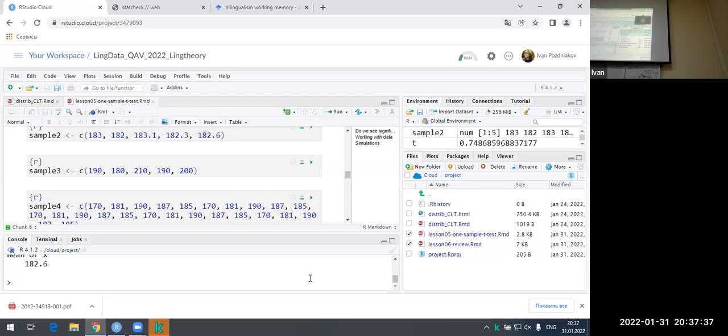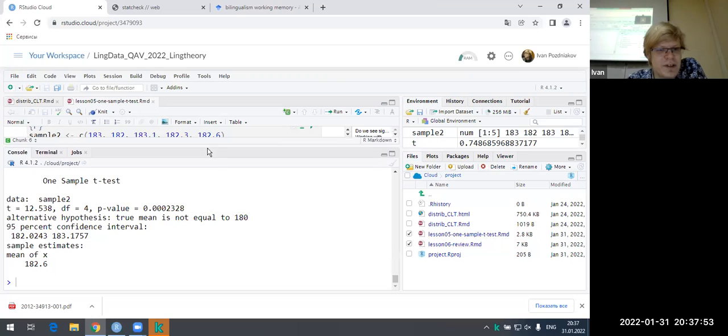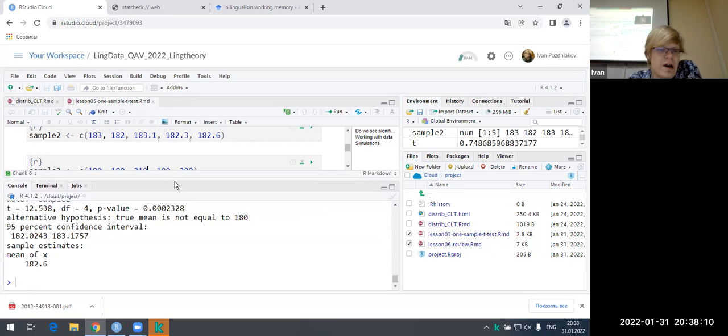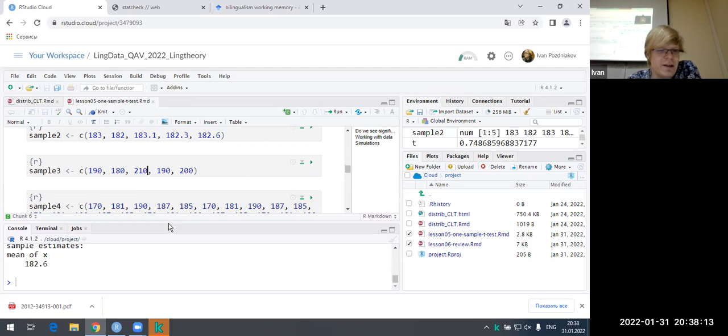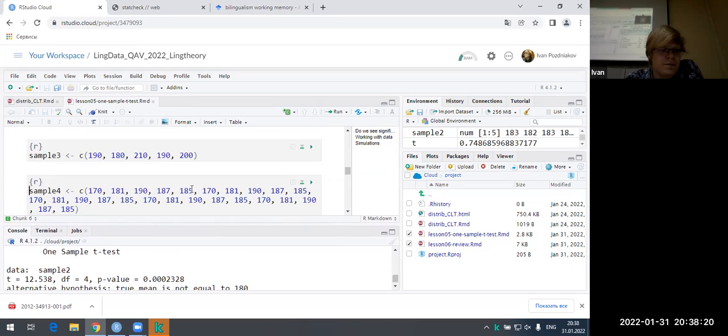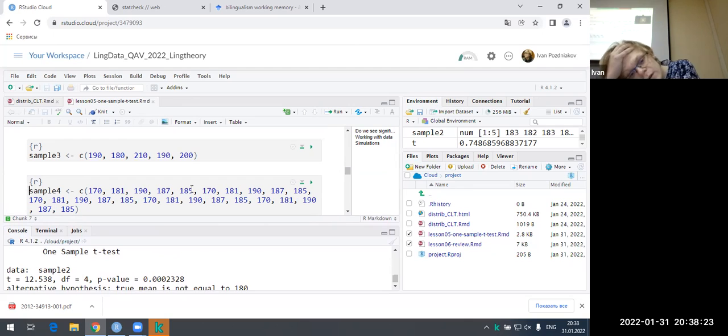Right, so I was wrong. It was significant, but you can see it's close to 0.05, so it was not that improbable. In something like 2 to 3% of cases, even if our population mean is 180, so the null hypothesis is true, we will get an even higher test statistic than what we obtained here. Okay, again, let's do it on sample 4. What do you think?